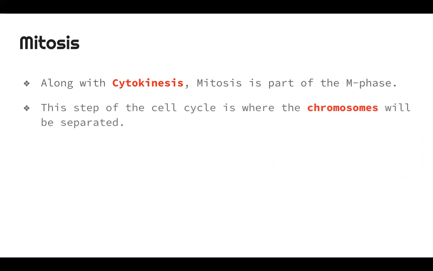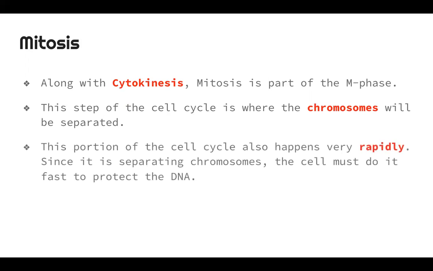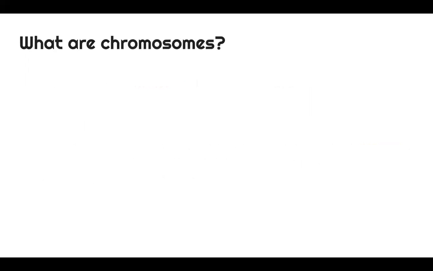So this is when the chromosomes are going to be separated, so we can actually divide that cell into two cells. Remember, each of them will need their own set of chromosomes. This actually happens very rapidly because when you are separating the chromosomes, we need to protect that DNA and make sure that we don't make any mistakes and nothing happens to that DNA. So this is going to happen quickly.